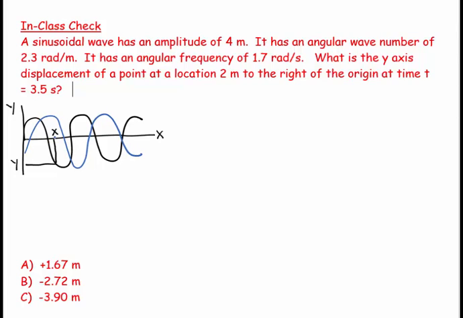So then we say, well, now at this position and at this new time, there's our y-axis intercept. So our y-axis value, displacement, is determined both by where we are on the x-axis, and also what time it is.